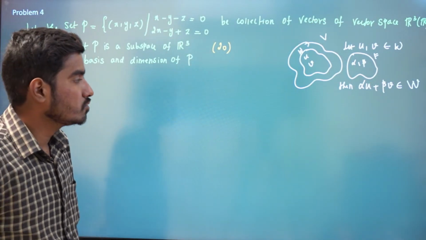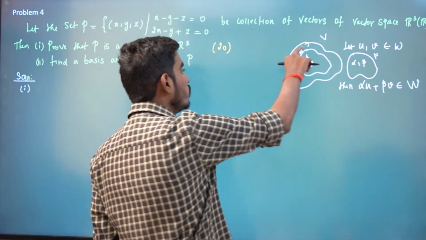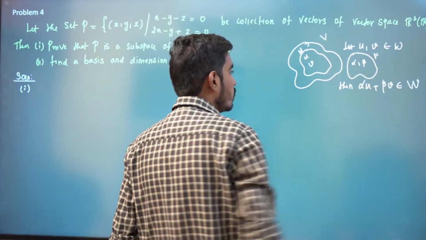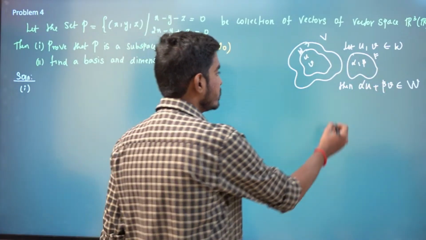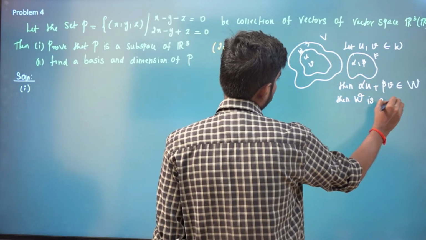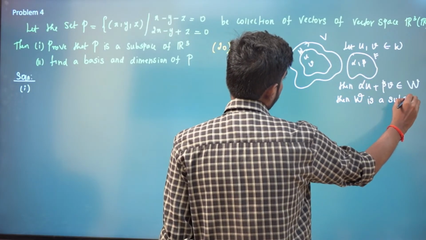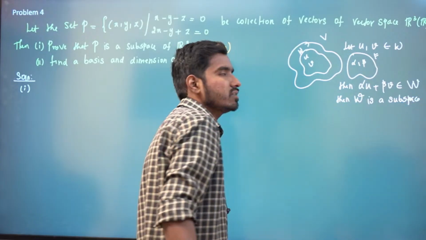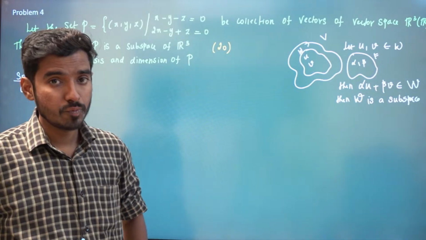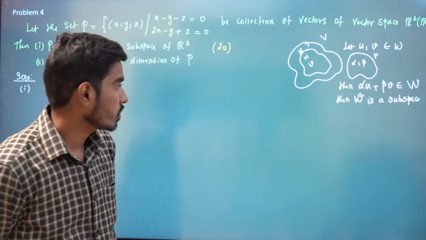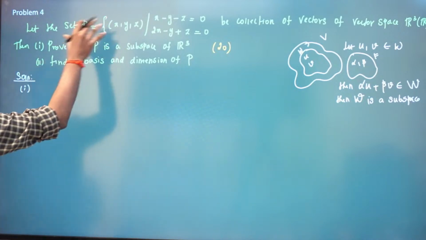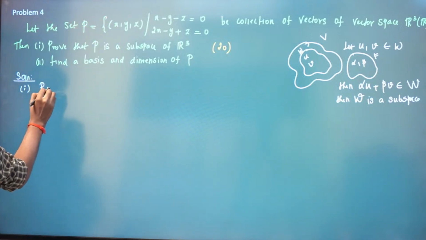This is the definition of subspace, right? You take U, V in W, you take alpha, beta from the field, then alpha U plus beta V is also in W, then I can say this W is a subspace. This is the necessary and sufficient condition for a set S to be a subspace of V. Okay. Now we'll do this. We need to prove that this set is a subspace. So we have a set P.